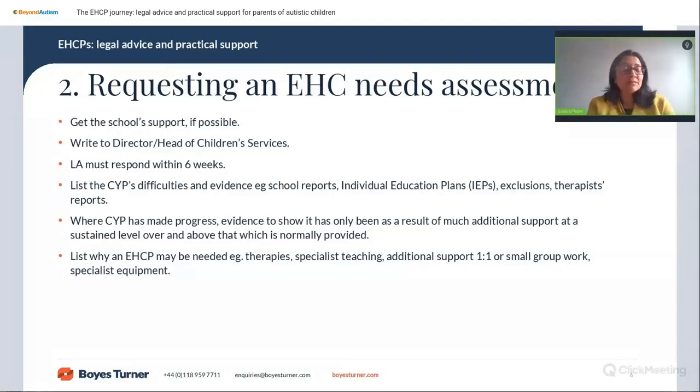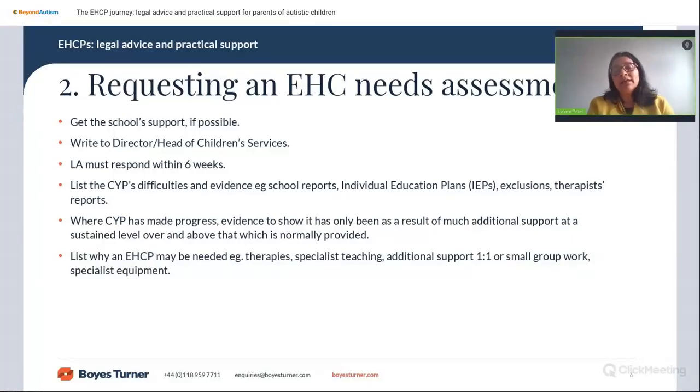So sometimes it's difficult. Parents will say to us that they've been putting all this support in place at home, therefore their child's not falling behind cognitively perhaps, but it's only because parents have actually put in a huge amount of support themselves. And then also remember the second part of the test.